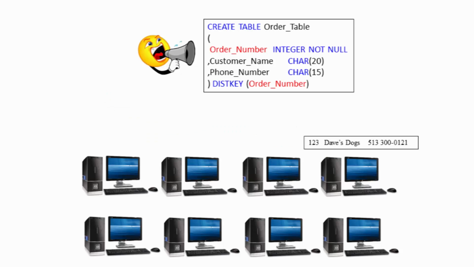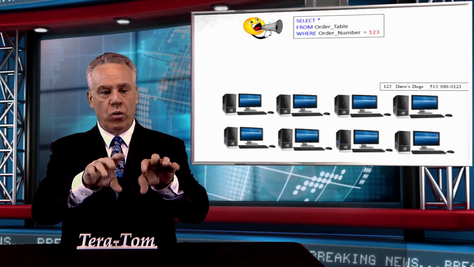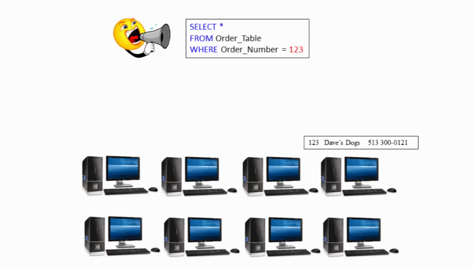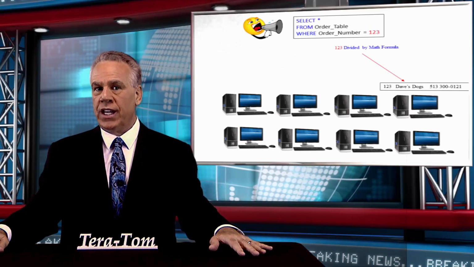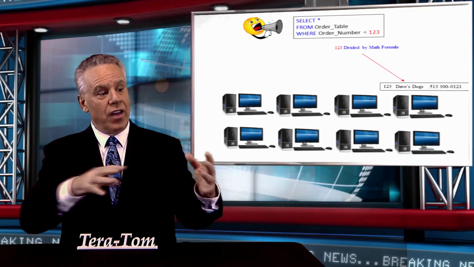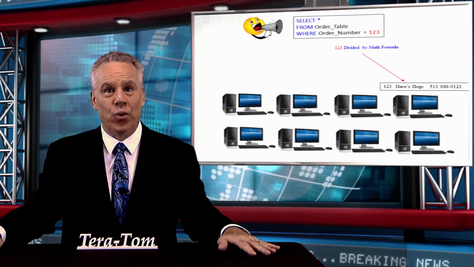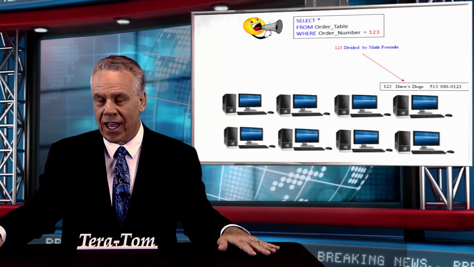The brilliance behind that is if you run a query and say, select everything from my order table where order number is equal to 1, 2, 3, the system does the math again and says, let me do the math on that. Order number 1, 2, 3, that is on slice 4. Only contact them. So a distribution key will lay the data out, and if you use that column in your where clause, they know exactly which slice to contact.